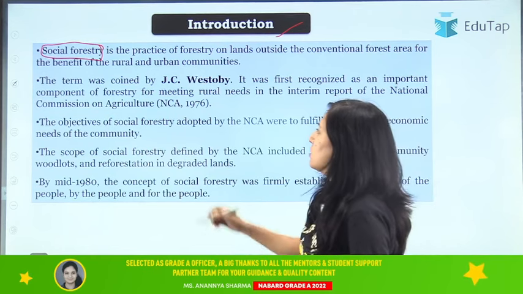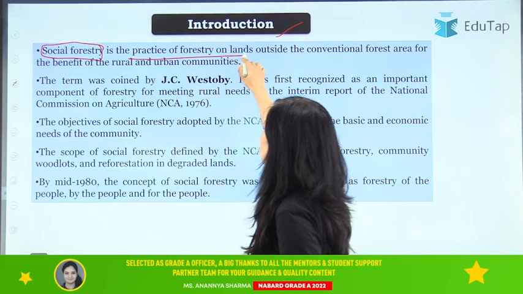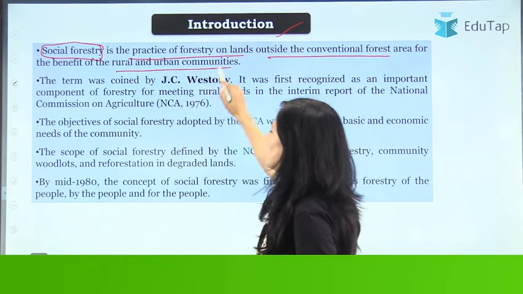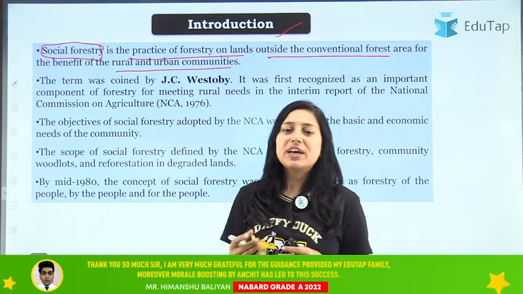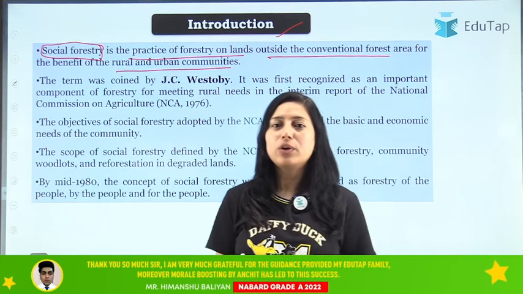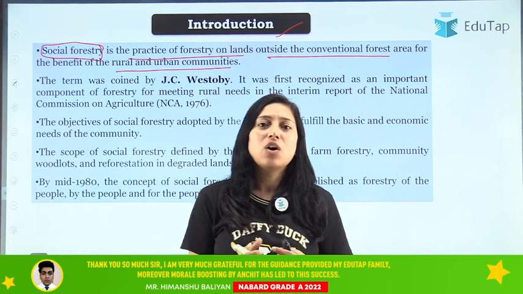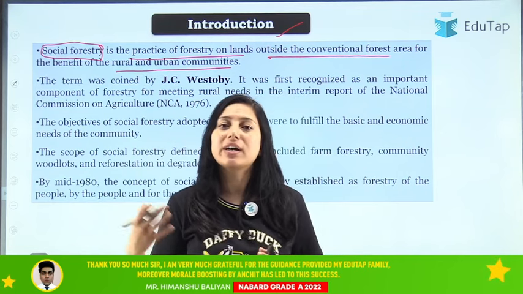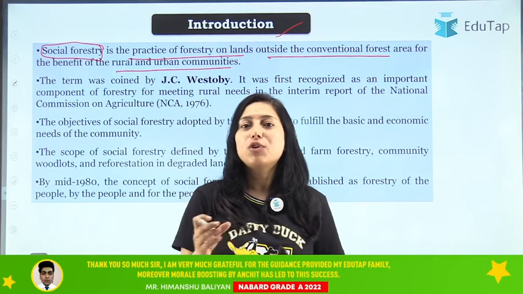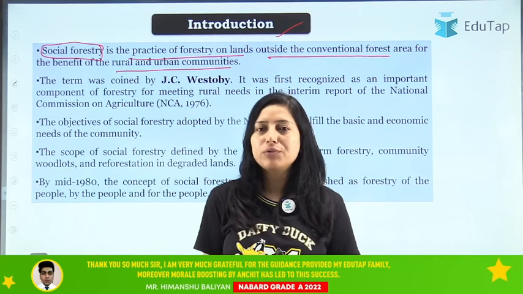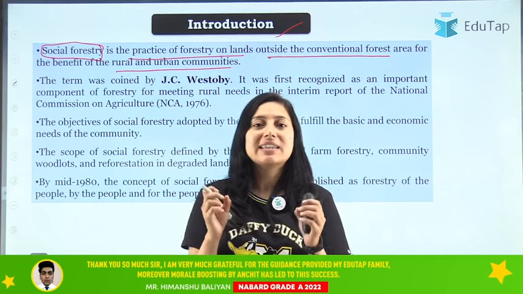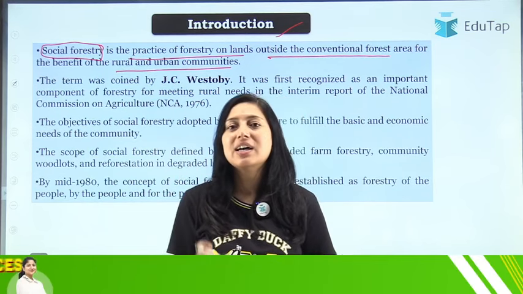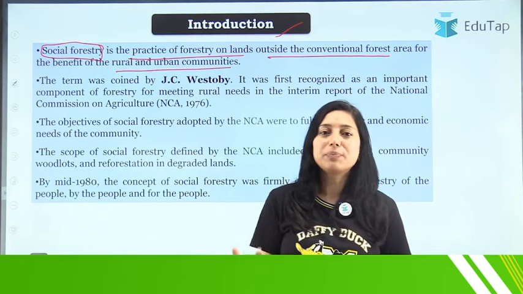So basically social forestry is the practice of forestry on land outside the conventional forest area for the benefit of rural and urban communities. So whenever we are going for the cultivation of forest crops, or whenever we are converting any land into forestry for the benefit of rural or urban communities, so basically for the benefit of people, that is your social forestry. As the name suggests, social forestry means forestry which is done for the benefit of people, right?